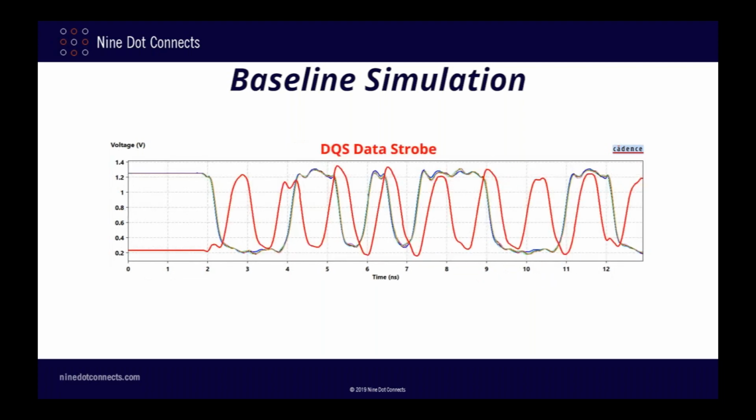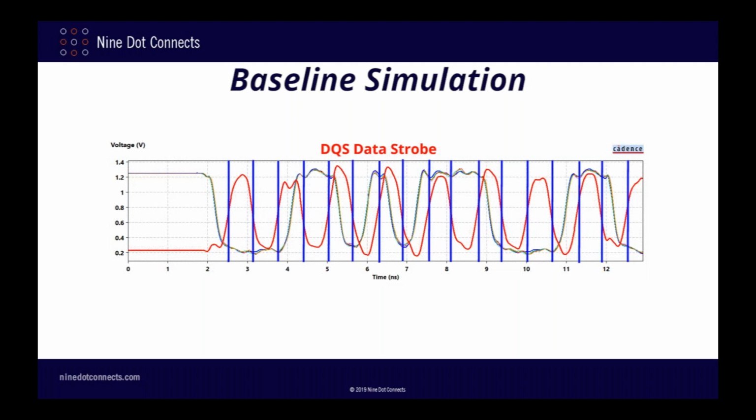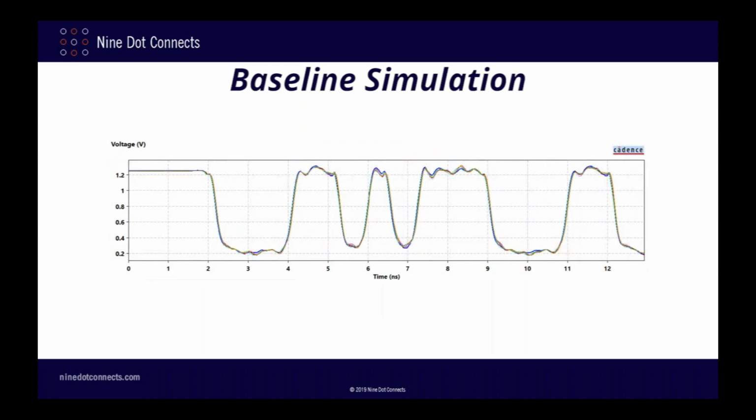Here is the same waveform, but with the positive data strobe signal included, shown in red. Since DDR stands for dual data rate, the data is being clocked on both the rising and falling edge of this signal. This is demonstrated here with some blue lines. Based on this waveform, it looks like things are okay, but it's a little difficult to make absolutely sure.